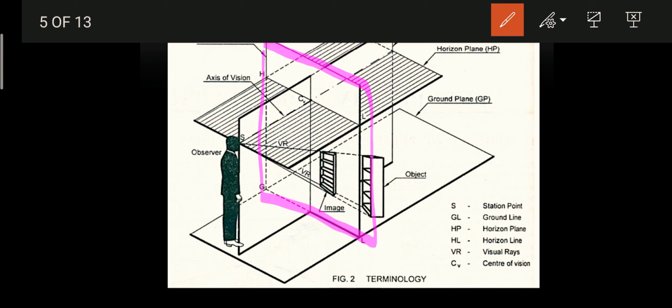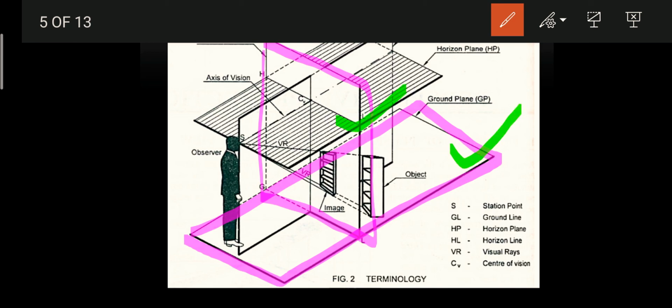Okay, now come to the ground line or ground plane. This is the ground plane, where the picture plane and ground plane intersect each other and a line is formed. That line is called the ground line.